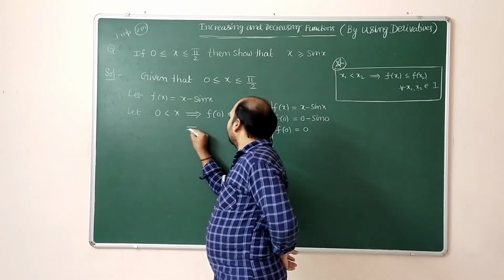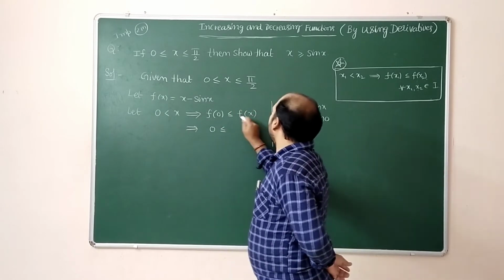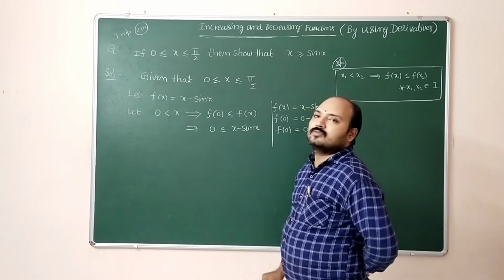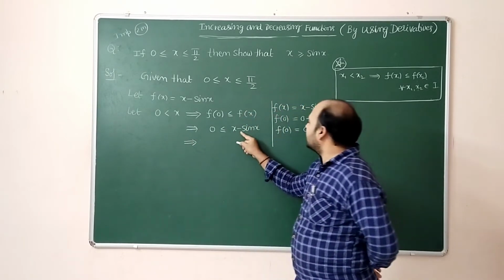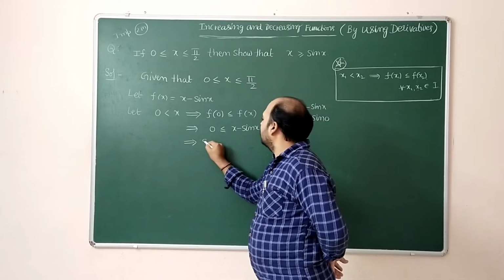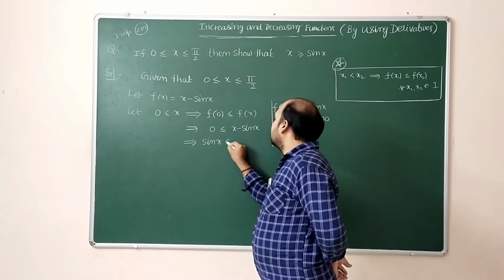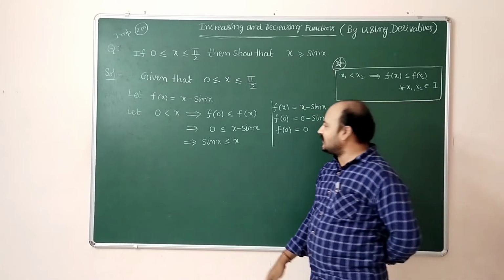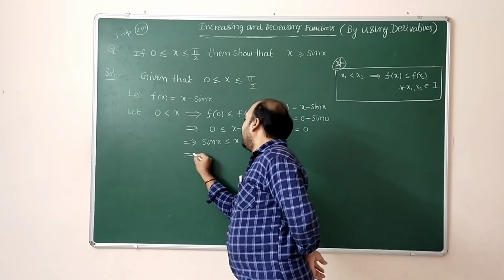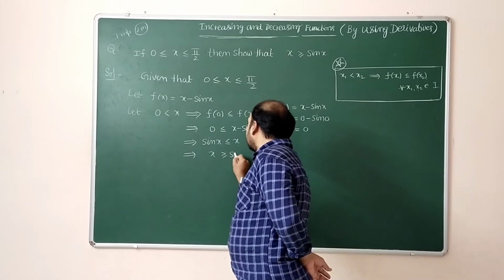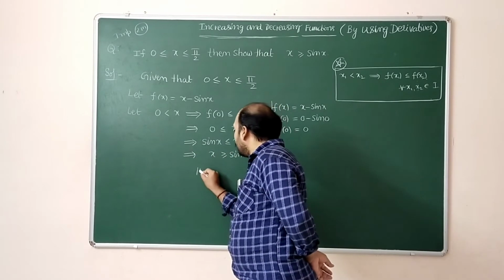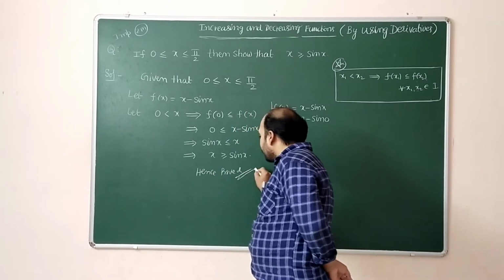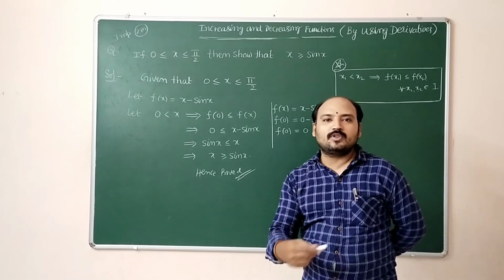So now 0 is less than or equal to f of x, which means x minus sin x. That implies, taking minus sin x to this side, it becomes sin x is less than or equal to x. But they are asking to prove x is greater than or equal to sin x. If you interchange these two, x is greater than or equal to sin x. Hence proved. Hence the result. We'll move to the next question.